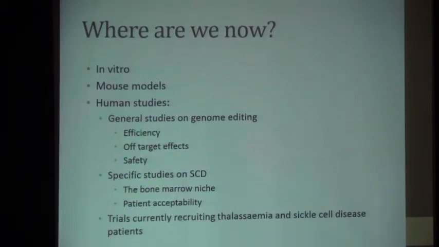And then there's studies about the safety. There's studies about the bone marrow niche in sickle cell disease, because we know that sickle cell patients have a lot of inflammation, and the bone marrow niche is not very healthy because there's chronic hemolysis, chronic inflammation. And then there's studies going on about patient acceptability. But there is a trial in the UK that's currently recruiting thalassemia and sickle cell disease patients that is using genome editing to break the BCL11A enhancer.